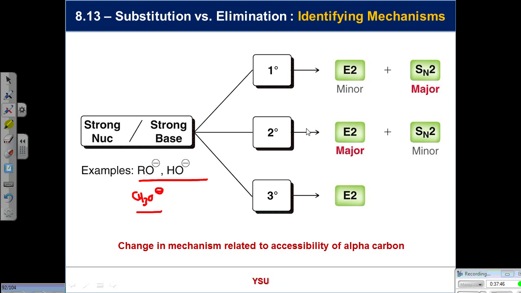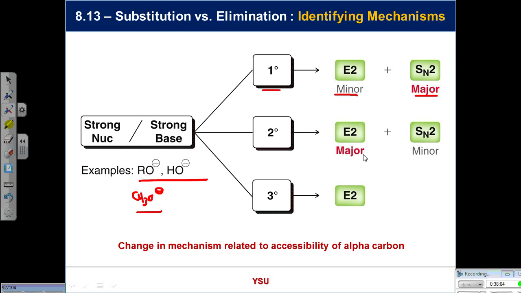So now I've got this problem where a primary system gives me some E2, and it also gives me mostly SN2. Why do I get more SN2 than E2? The system is more accessible, and also the product is more stable, and the transition state getting to it is more stable. Now down here, all of a sudden it switches.